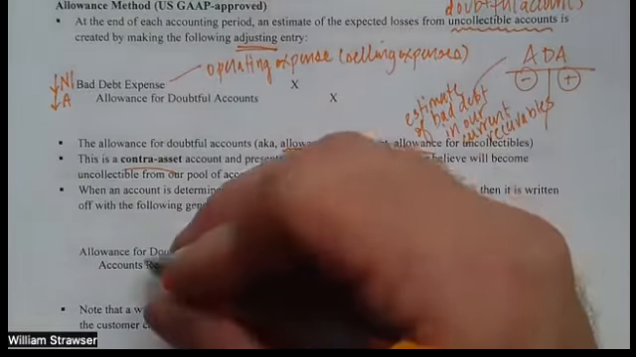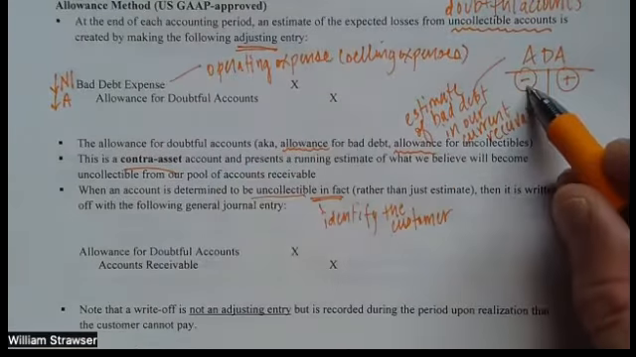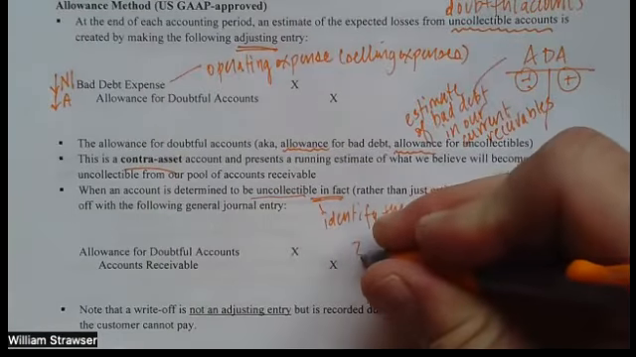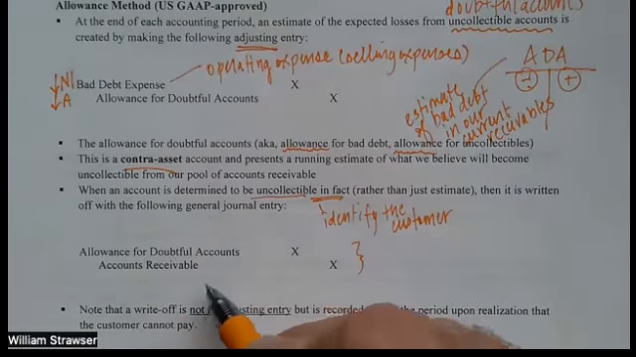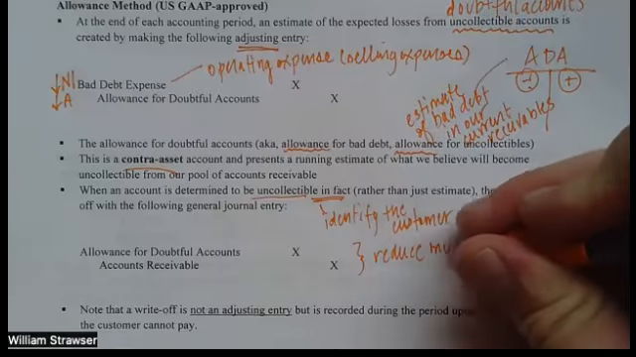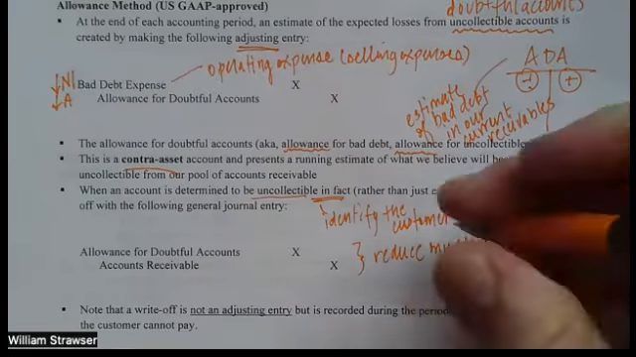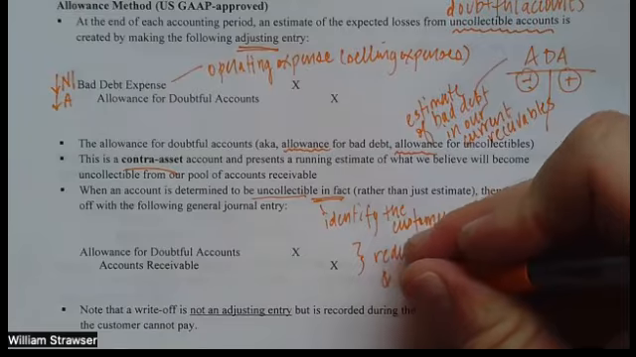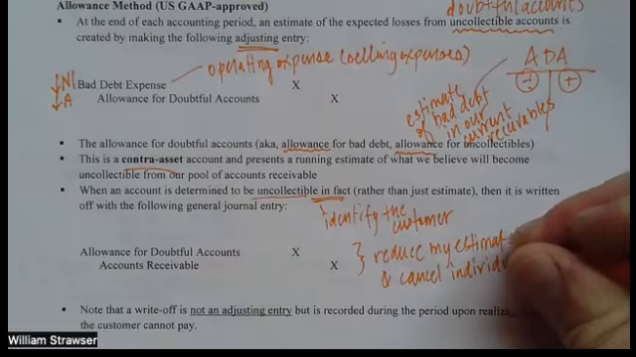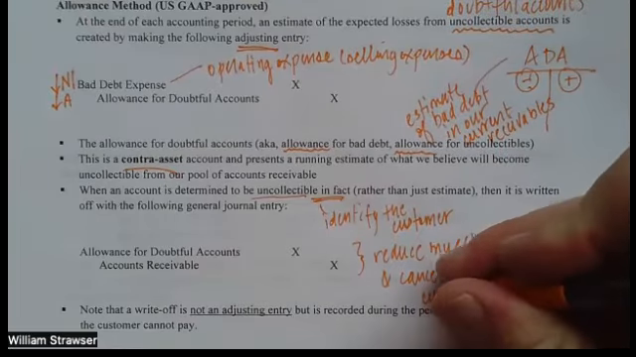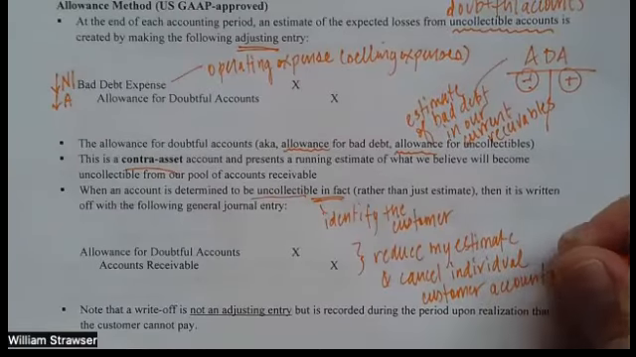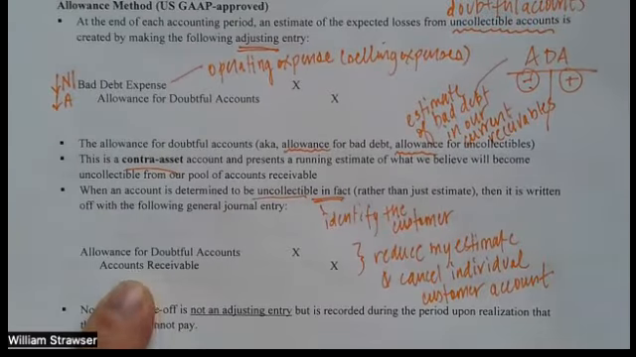And so I reduce my allowance for doubtful accounts with a debit. Remember, debits decrease my allowance for doubtful accounts. And I write off the actual account owed. So I reduce my estimate and cancel the individual customer account. And that's also that idea that, well, now I've identified the particular account of the customer who can't pay me any longer. I can actually credit the accounts receivable for that.